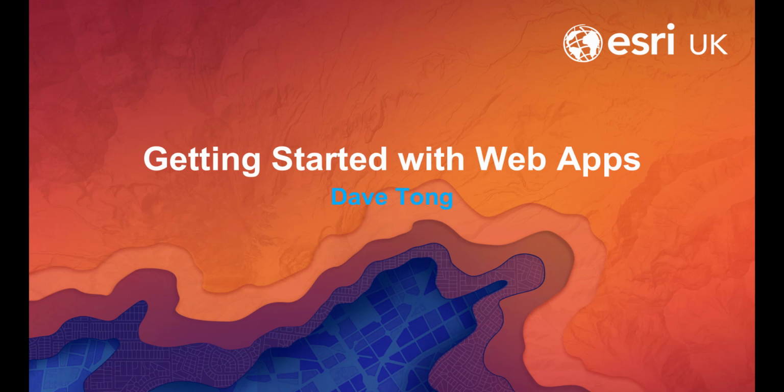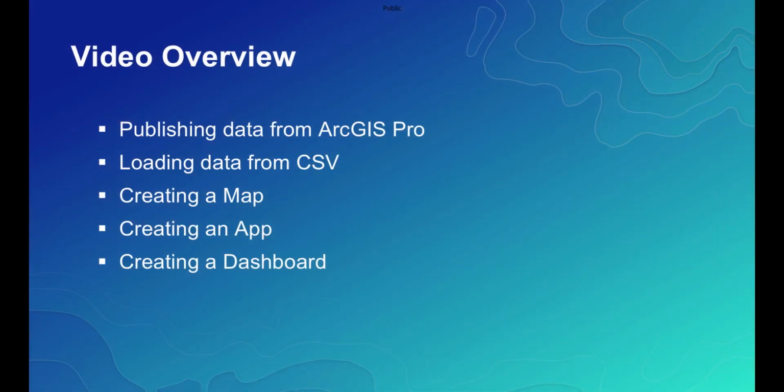Now for the demos today, I'm going to be using ArcGIS Online, but these workflows are just as applicable if you're using ArcGIS Enterprise instead. Over the course of this video, I'm going to show you a couple of different ways to publish data. One of those is by publishing from ArcGIS Pro. The other one is by loading a spreadsheet directly into ArcGIS Online.